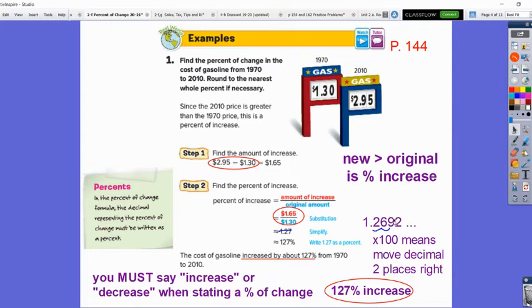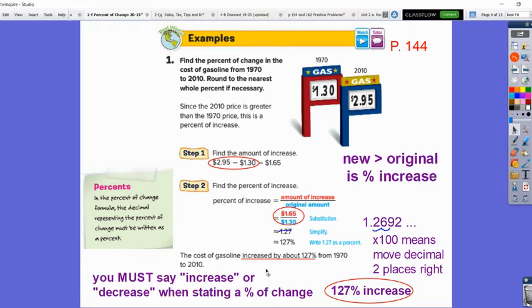127%. What does that mean? Well, since it's over 100%, the change is more than the original value, right? If it went up by 100%, the change would be $1.30. So the amount of change is actually greater than the original amount. That means it's more than 100% of change, and in fact, in this problem, it's 127%.